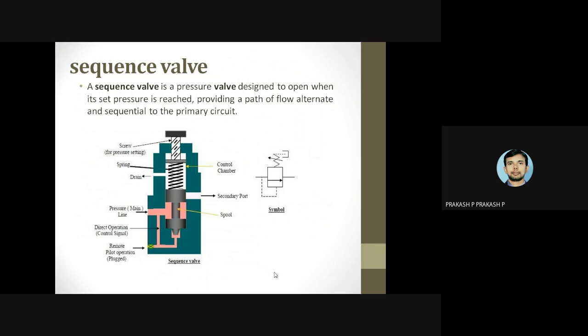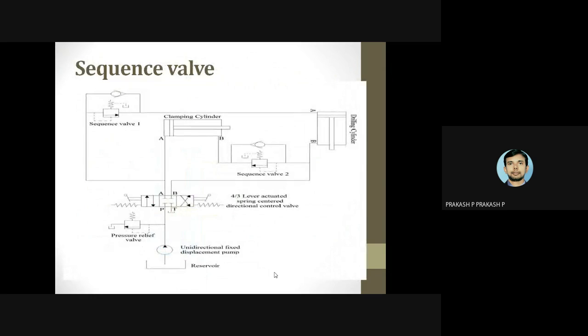This is the cross-sectional view of the sequence valve. At the bottom, there is a remote pilot operation. You can see the poppet and a spring which is attached with the screw. You can see the pressure line. There is an alternate path. You can see the direct operation. That is a control signal. So you can see the sequence valve.